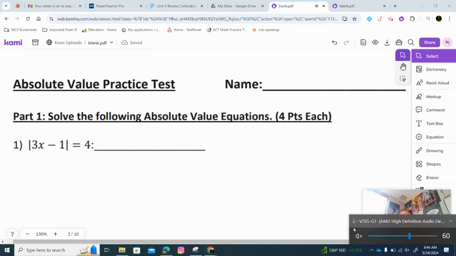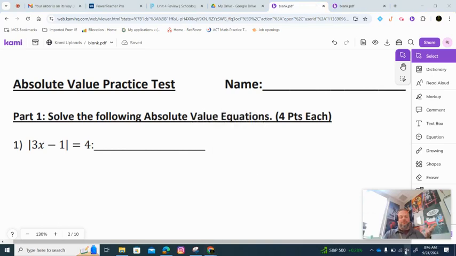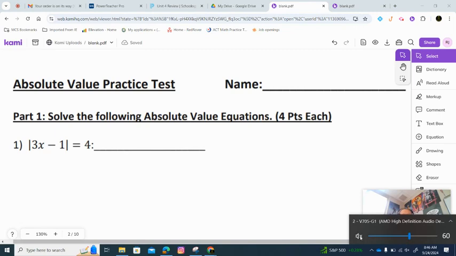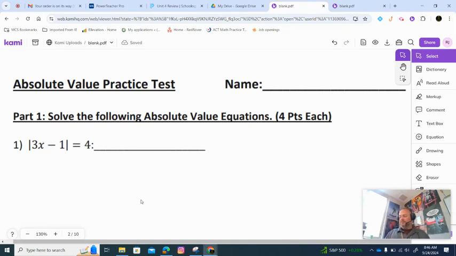All right, we are back for our last review of our absolute value unit. It's a little unit, but it's okay.